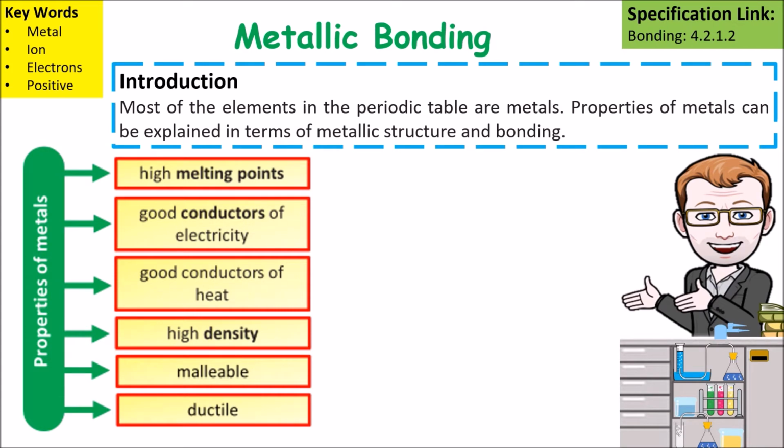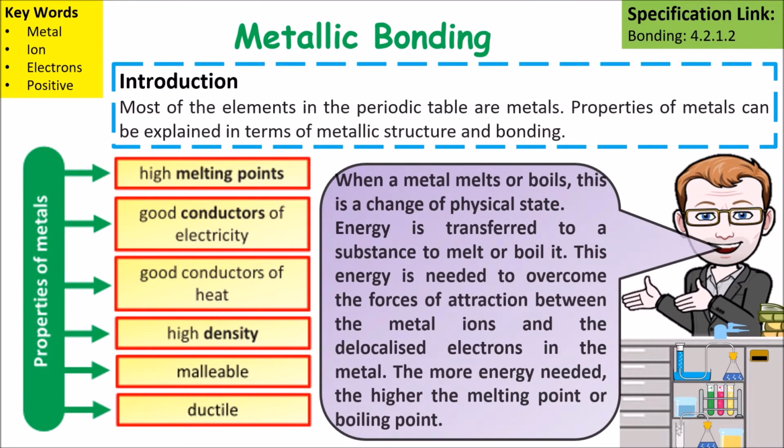Most of the elements in the periodic table are metals. Properties of metals can be explained in various ways. When a metal melts or boils, this is a physical change of state, so energy is transferred to the substance. The energy needed to overcome the bonds is very high, therefore most metals will have a relatively high boiling and melting point.